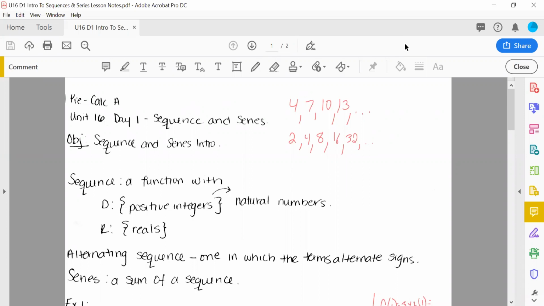Here we go. All right, sequence and series is our new unit. It's our last unit of the year. What are sequences? You're looking at two of them right here. 4, 7, 10, 13. What are we doing here? We're just adding 3 each time. A sequence is just a pattern of numbers or a pattern of things. 2, 4, 8, 16, 32. We're multiplying by 2 here.